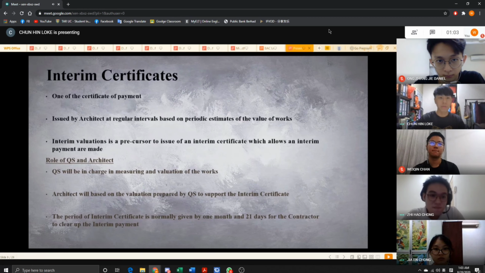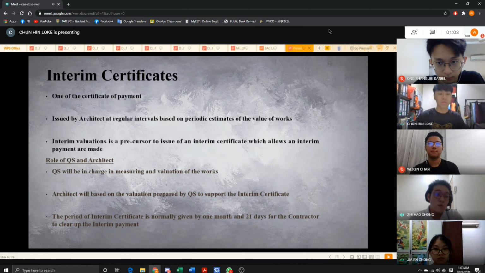Next. Interim certificate is one of the certificate of payment. It is issued by architect at regular intervals based on periodic estimates of the value of works. Interim valuation is a precursor to issue of an interim certificate which allows an interim payment to be made.